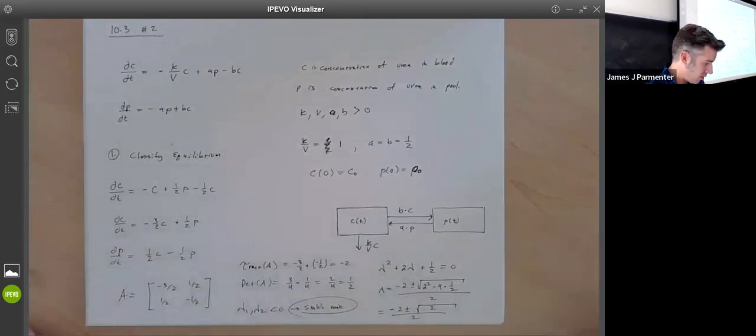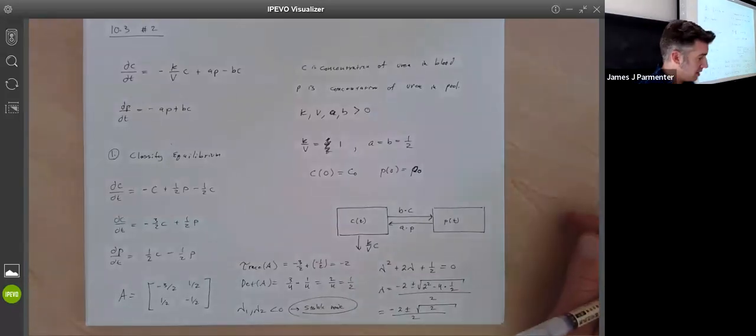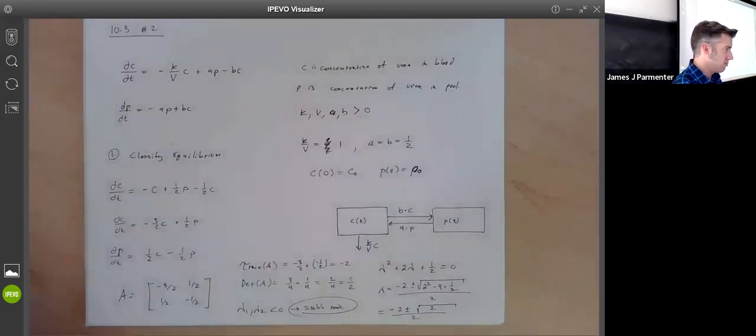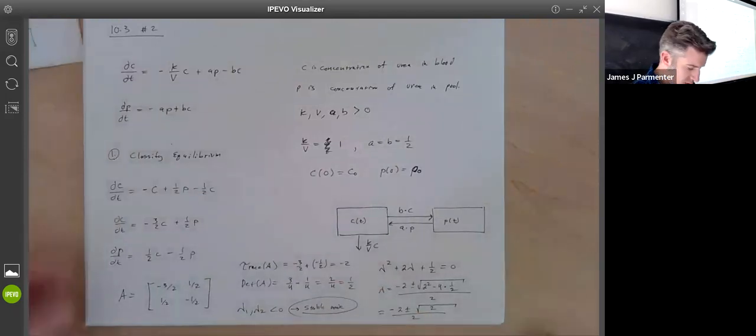All right, let's look at the second part, which is solve the initial value problem. So they actually want us to write the solution. This one's going to get a little messy. It's always a little messy when your eigenvalues are not nice integer numbers.